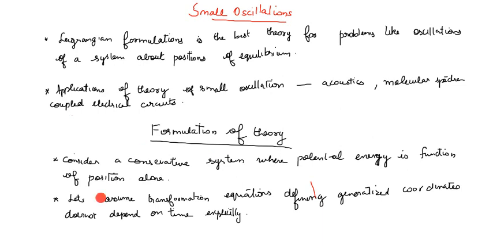Now, also assume that the equations defining the generalized coordinates are independent of time. It does not depend on time explicitly. In the transformation equations for the generalized coordinates, there is no explicit time variable.